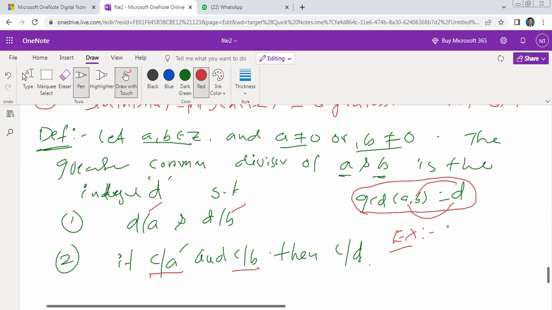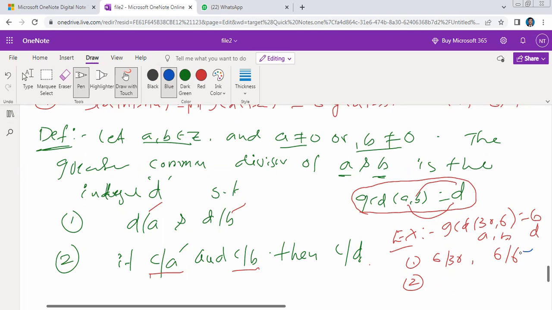For example, I am giving you an example here. What is the GCD of 30 comma 6? It is 6. Here a is equal to 30, b is equal to 6, and this is the value of d. According to the first condition, 6 divides 30 and 6 divides 6. Am I right? That is the first condition.